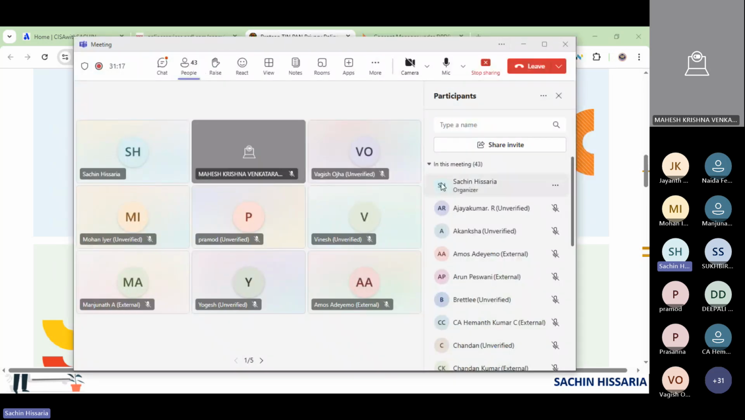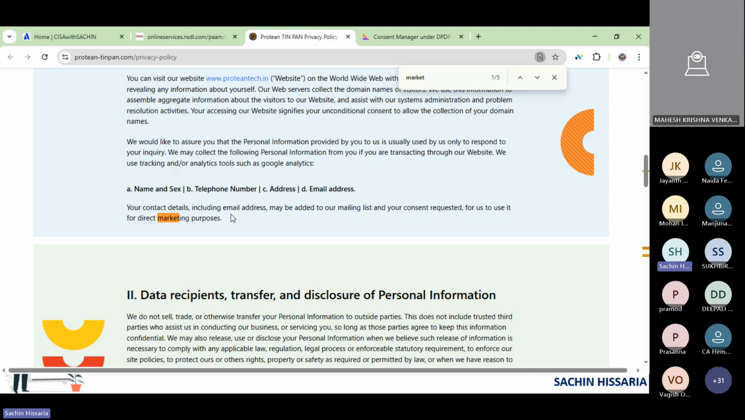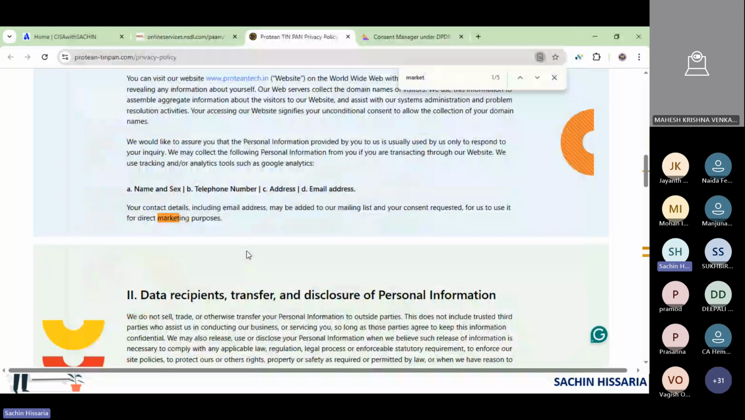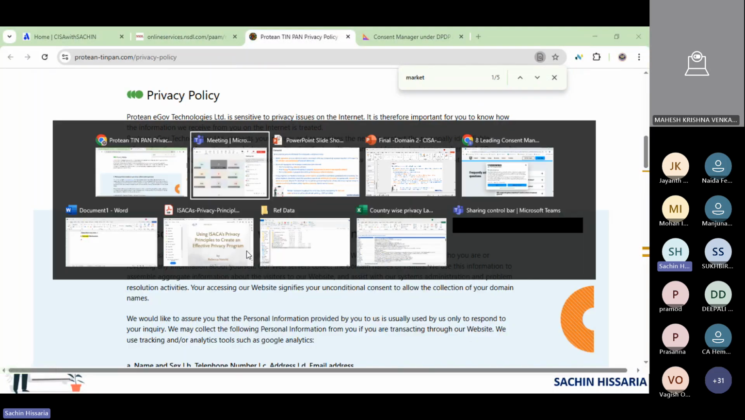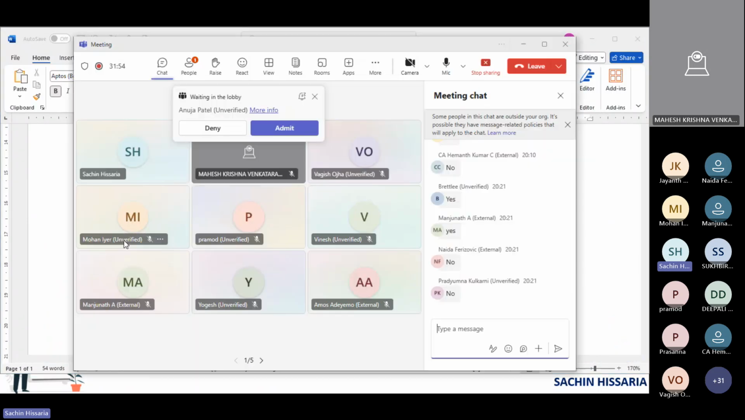Just to make this legally compliant, what they are doing is adding this particular clause into their privacy notices: whatever data we are collecting, we may use that data for the purpose of marketing, and you agree to provide consent on the same. So that is why you are getting those awareness emailers. This is a part of the privacy notices which they provide to you at the time of collection of the data.